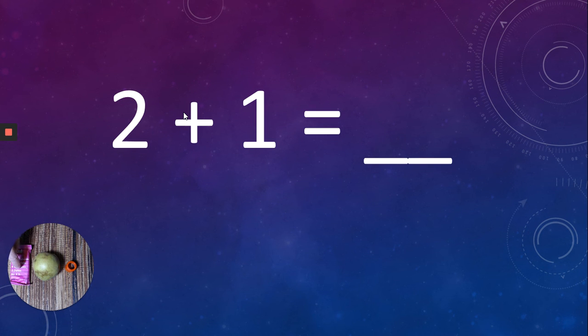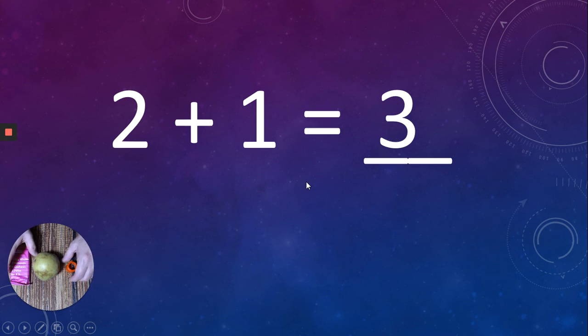Let's count them together. 1, 2, 3. So even though they're different, I had 2 things and I added one more thing, and the answer is still 3. 2 plus 1 equals 3, even when they're different things. Let's try that again with something even differenter.